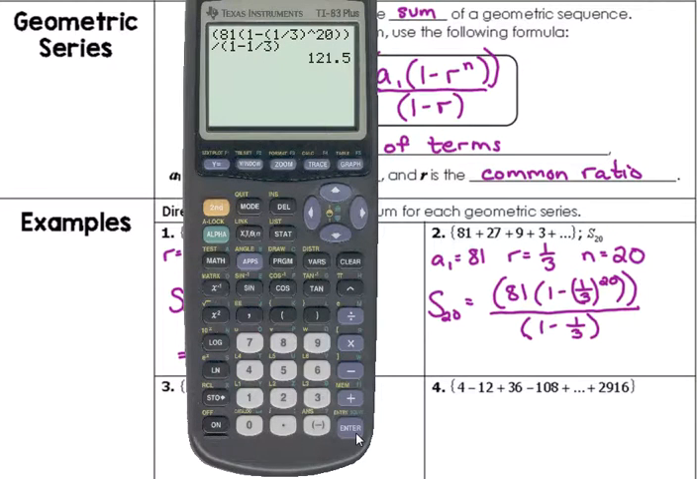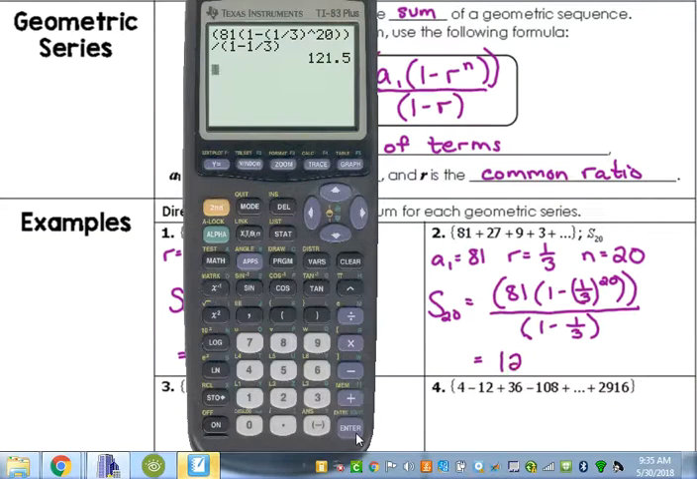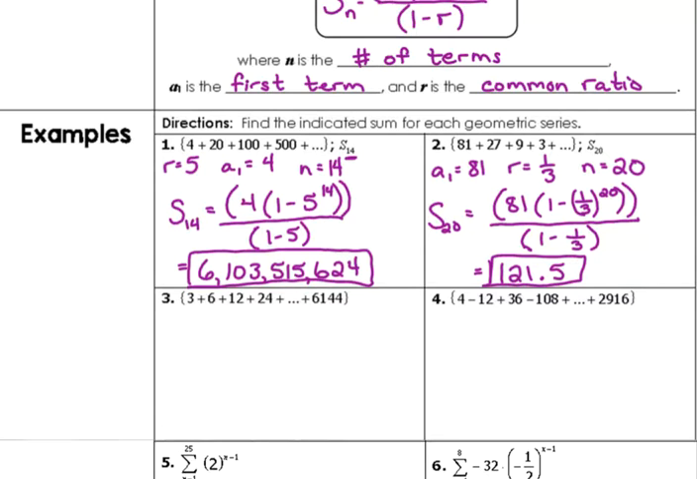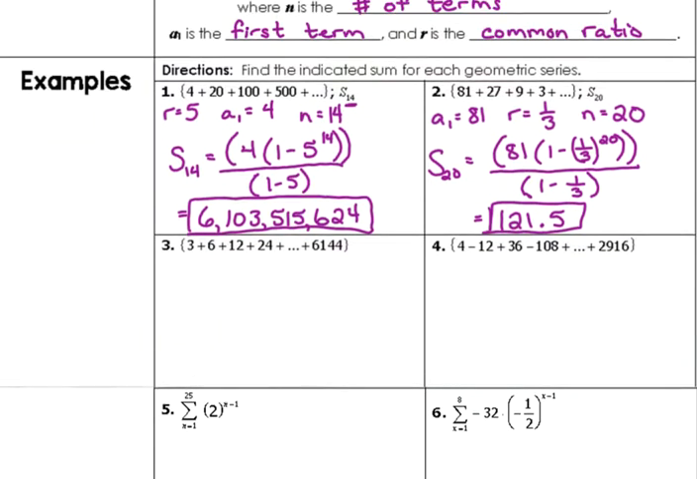So the answer, the sum of the first 20 terms of this sequence, is 121.5. Now this one's not as big because our terms are getting smaller. So we're not adding as much to every single term this time. Or each term doesn't add as much as the term before it.